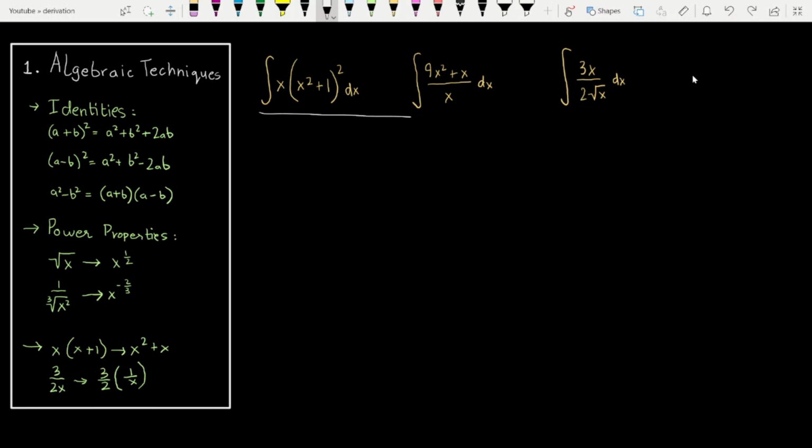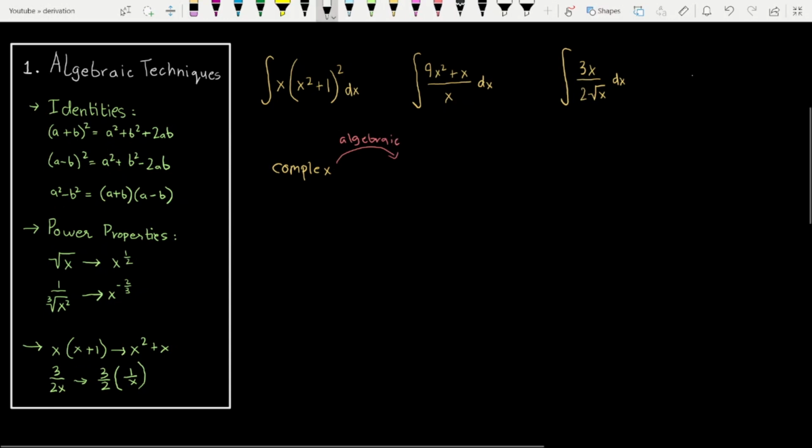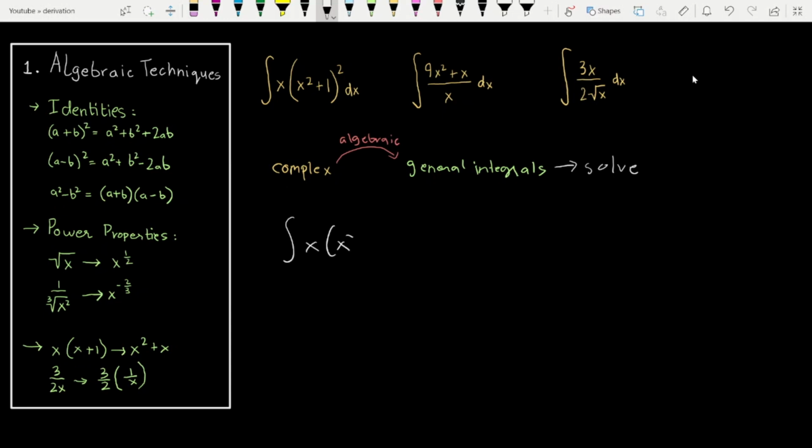And I have some integrals over here, and I'm gonna see how I can use some of these algebraic techniques to basically convert these integrals, right? These are complex integrals. I'm going to use my algebraic techniques to basically convert these into the general integrals that I know, so that I can go ahead and solve these out. So let's get into it, and I basically have the first integral, which looks something like this. And how can we actually go ahead and apply this thing out?